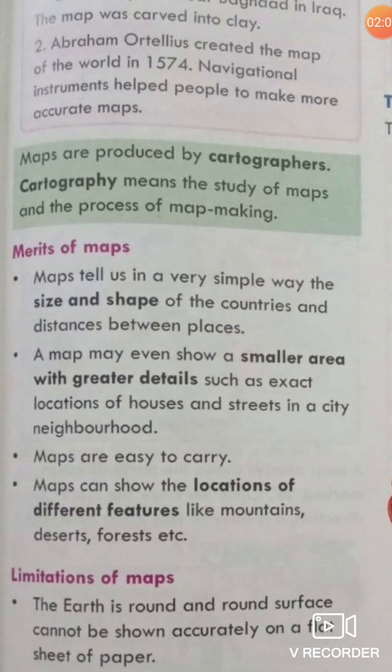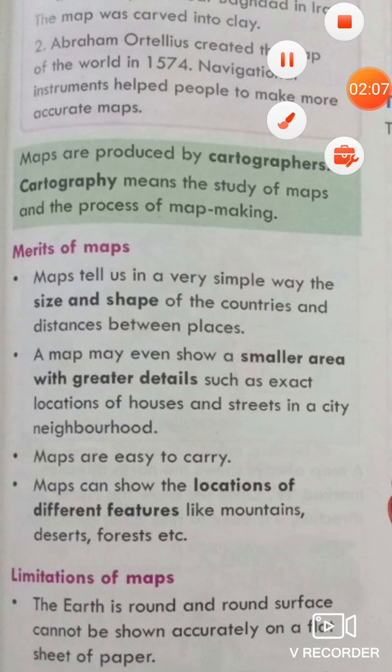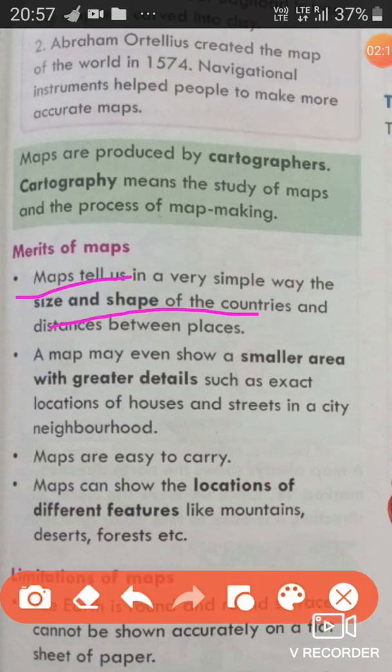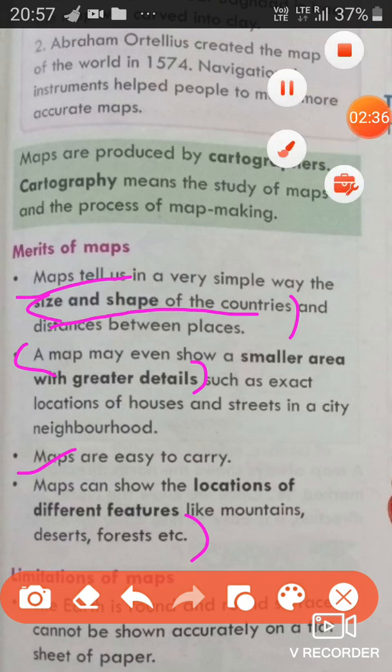Maps tell us in a very simple way the shape and size of countries. Number 1, maps tell us the shape and size of countries and distance between the places. Next, a map shows a smaller area with greater details. Maps are easy to carry and maps can show the location of different features like mountains, deserts, etc. So these are the reasons why maps are more important than globe.